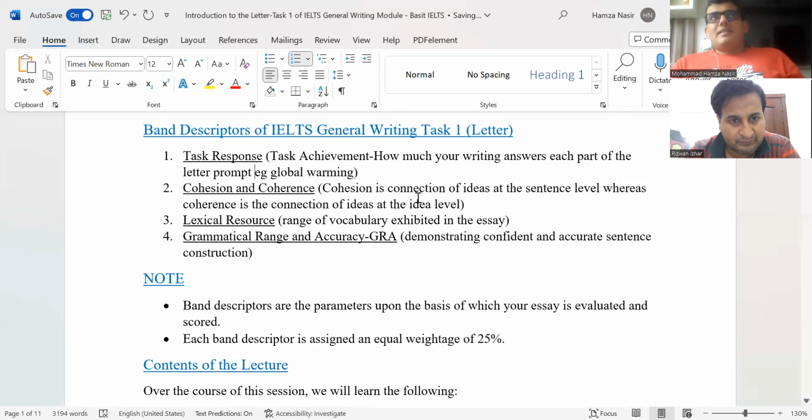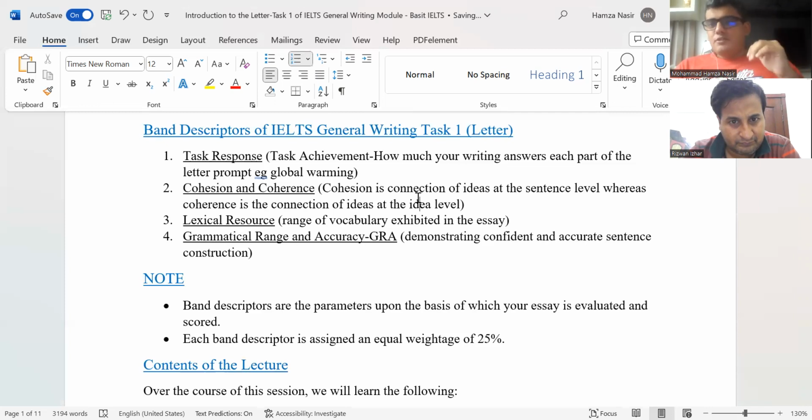So, for example, let's say there are 3 bullet points when it comes to the letter question. Okay, you mention 1 or 2 of those 3 bullet points, but you don't write about the third. So what happens? Your letter is incomplete. If your letter is incomplete, it basically means, Rizwan Sahib, that your task response or your task achievement band descriptor has not been justified.